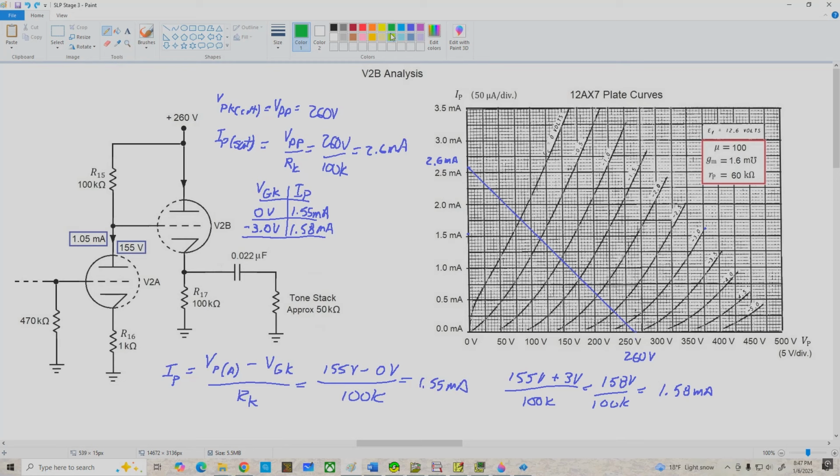So now let's locate these two endpoints. I'll switch to green here, and 0 volts, 1.55 milliamps is right here. Negative 3 volt curve at 1.58 milliamps, that would be right here. And now we'll connect these two up with a straight line, and this is our biasing line.